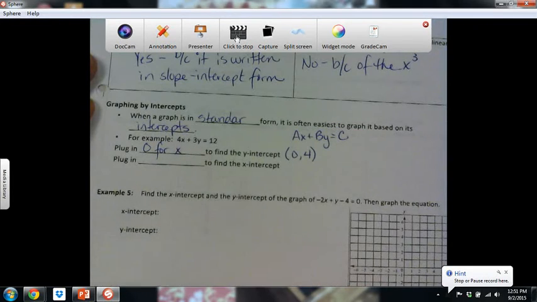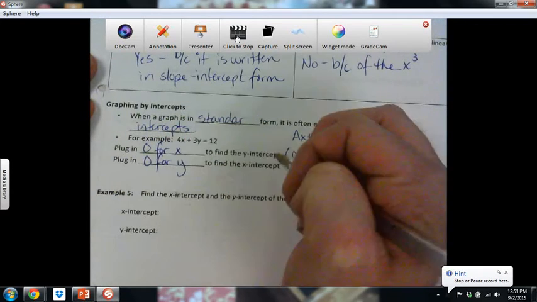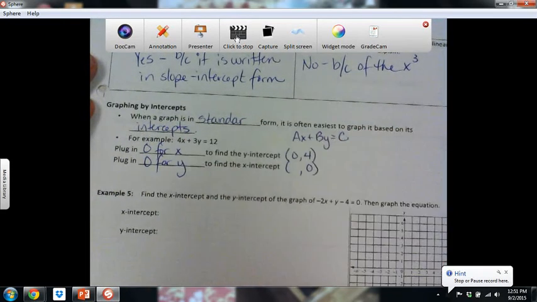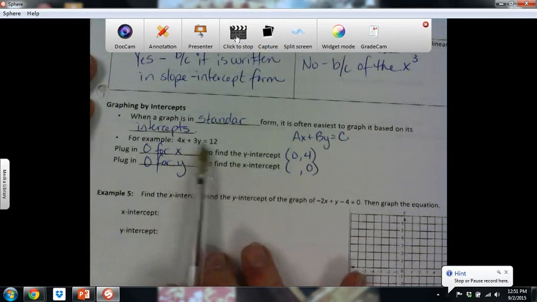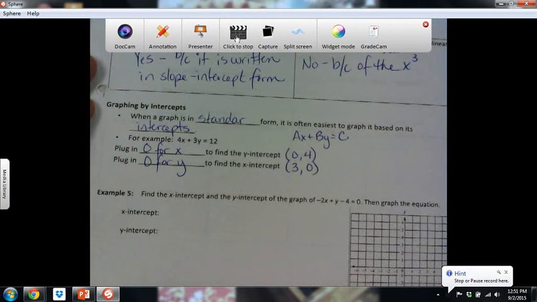Divide both sides by 3. If I plug in 0 for y, that's the something comma 0. So I'm plugging in 0 for y. My x-intercept is going to be 4x equals 12. If I divide both sides by 4, I get 3. Then I just simply graph both of those points to solve the problem.